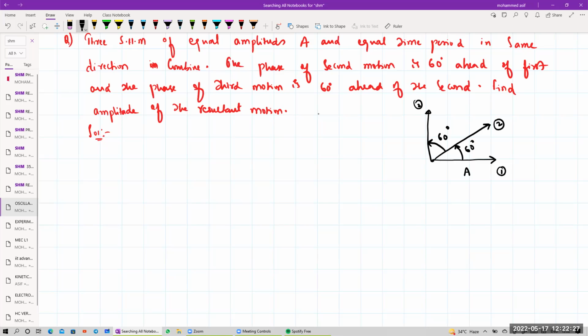Okay. Now see for 1 and 3, if I take 1 and 3, is it not like these vectors? This is my vector 1 having amplitude A, and this is vector 3 having an amplitude A. Where will the resultant come? Will the resultant of these two come here? Can you tell me the angle between these two?